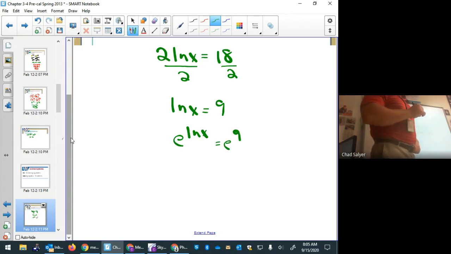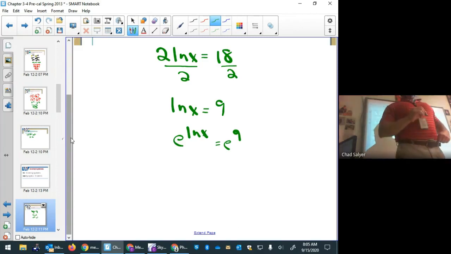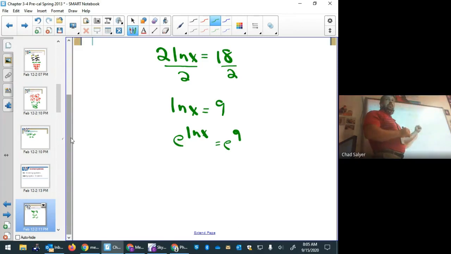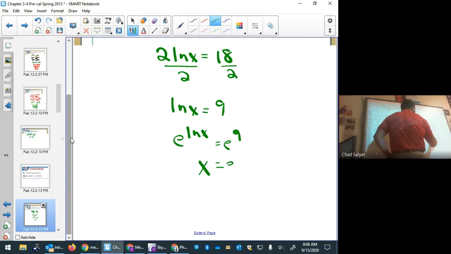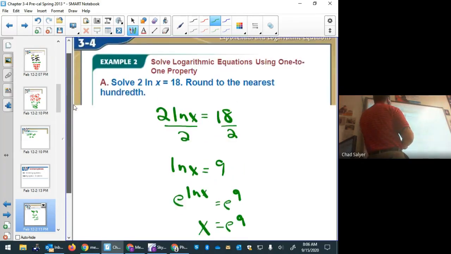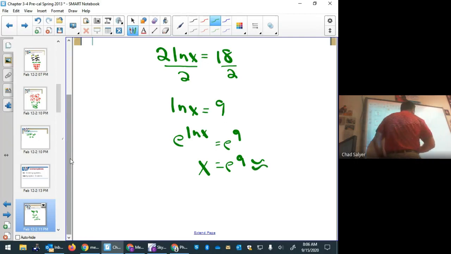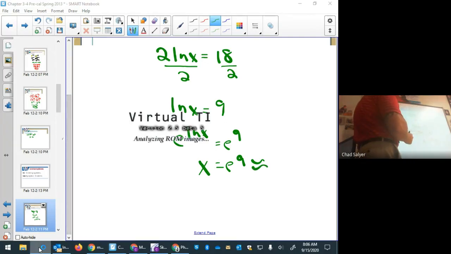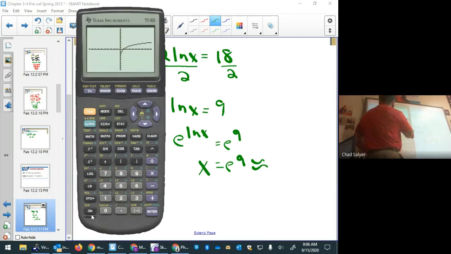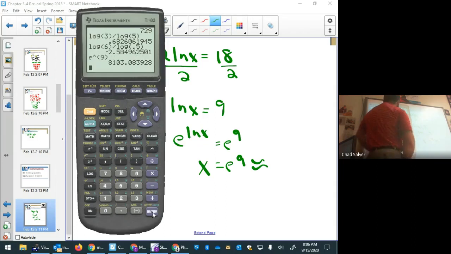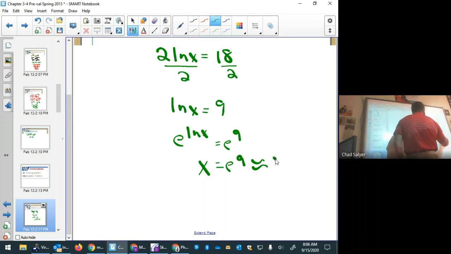That is a legitimate algebraic step. It's called exponentiation. And it undoes the logarithm. It is the yin to the logarithm's yang. So e to the ln x, what power, or if I take e to the power I put on e to get x, that just becomes x equals e to the 9th. And they want us to approximate this to the nearest hundredth. So that's going to require a calculator, of course. 8103.08 to the nearest hundredth.